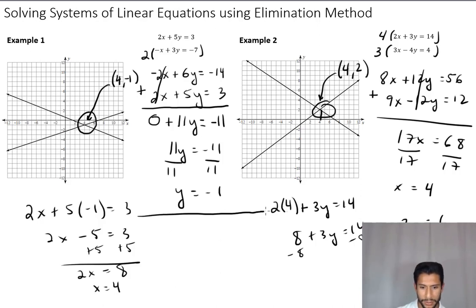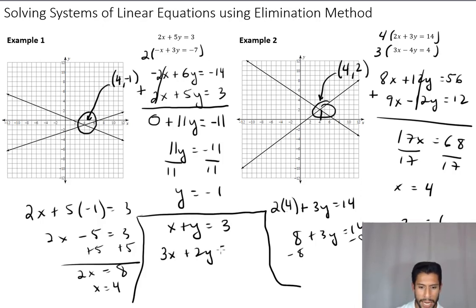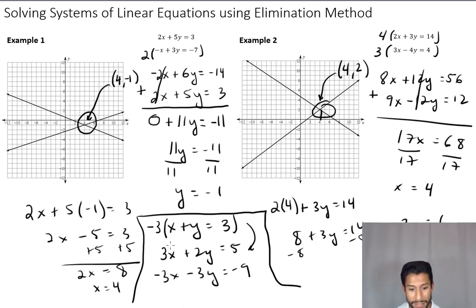Let's say I had another one. Let me put this right here. Let's say I had x, I'll put an easy one, plus y equals 3. And then the other equation was 3x plus 2y equals 5. So in this one, let's say I want to get rid of x. I could multiply the top by negative 3. Why? Because negative 3 times x would make it negative 3x minus 3y equals negative 9. And when I add this, these would cancel.